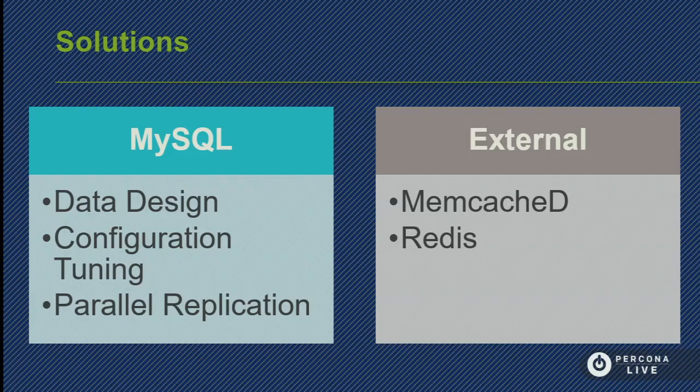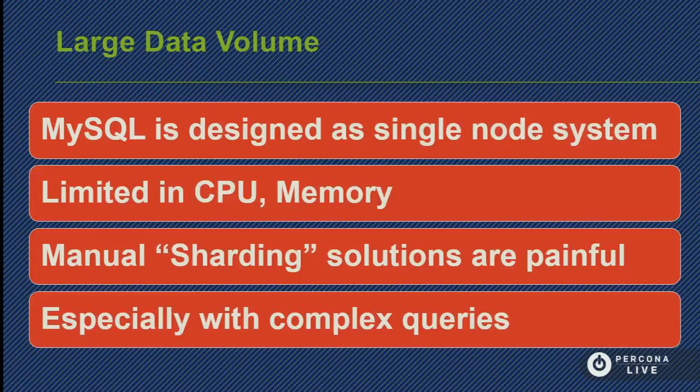Memcache and Redis can deal with hot, volatile data that gets a lot of updates, and then dump that to MySQL every so often. The next challenge is large data volume. MySQL is designed as a single node system, and this is because MySQL was designed more than 25 years ago.